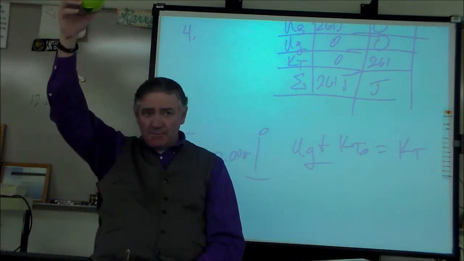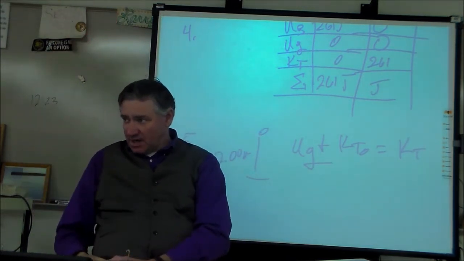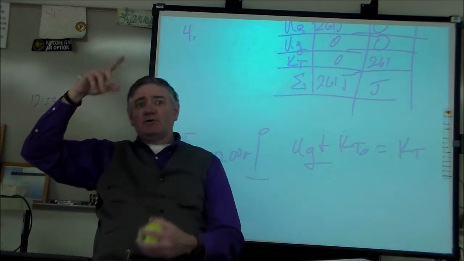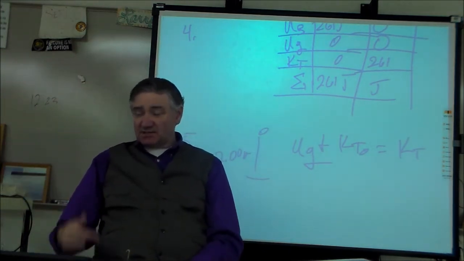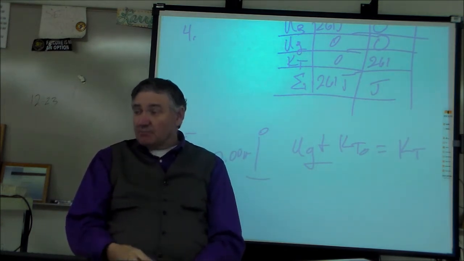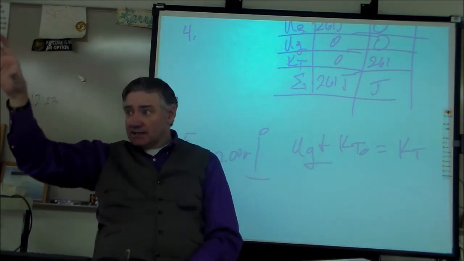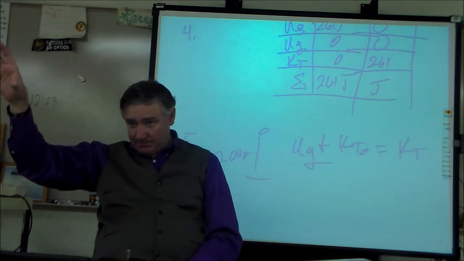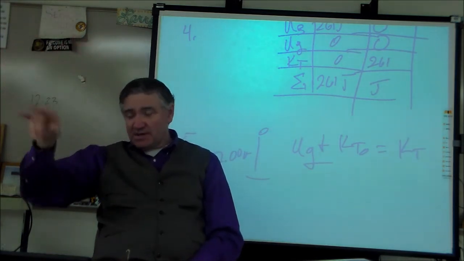If I just drop it, it's going to land with a certain velocity. If I throw it down, what's going to happen to the final velocity? Is it going to be bigger or smaller than if I just drop it? Bigger, because it's going to have UG and kinetic energy. Okay? Now, here's the thing to look at.